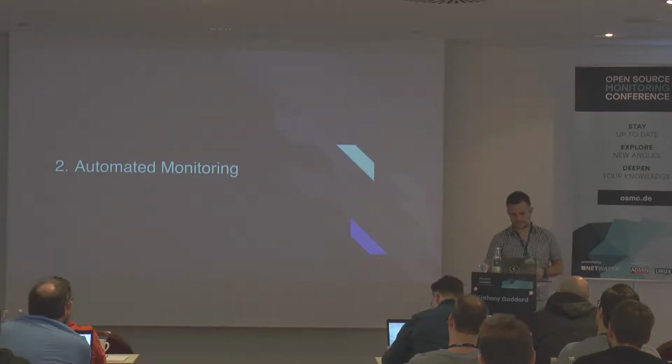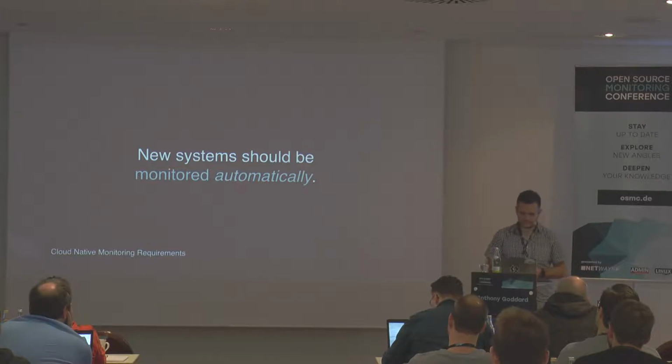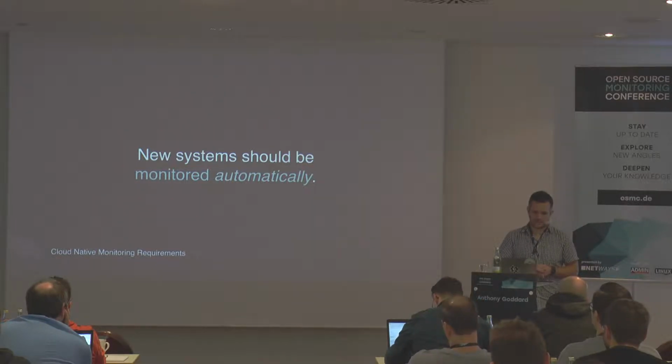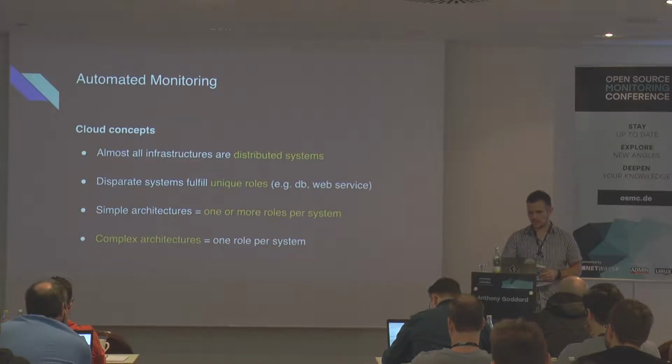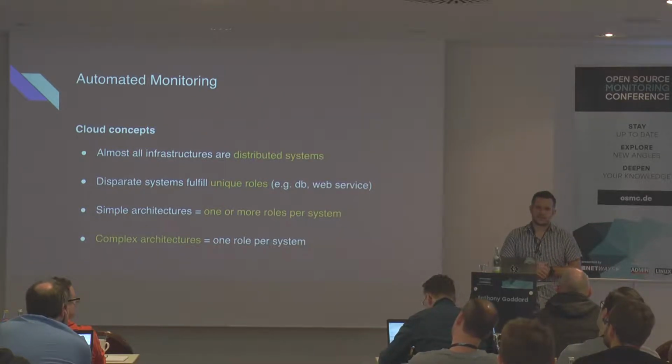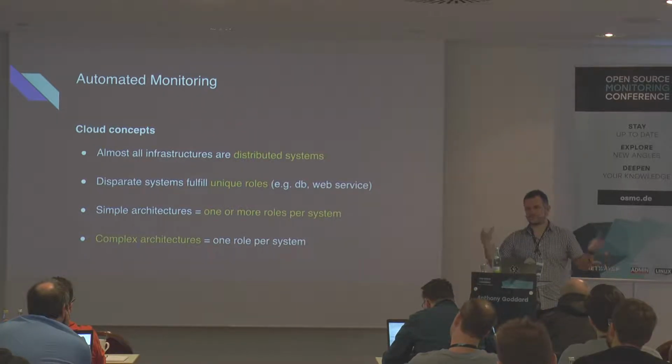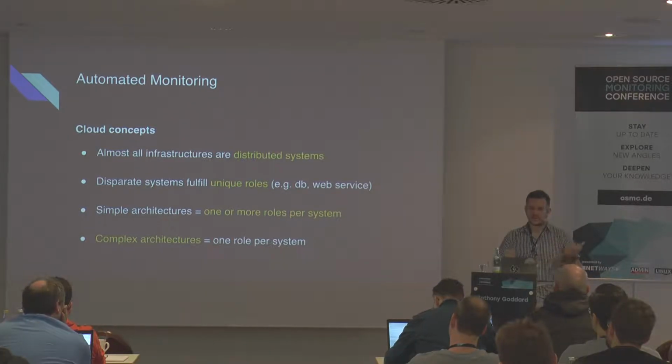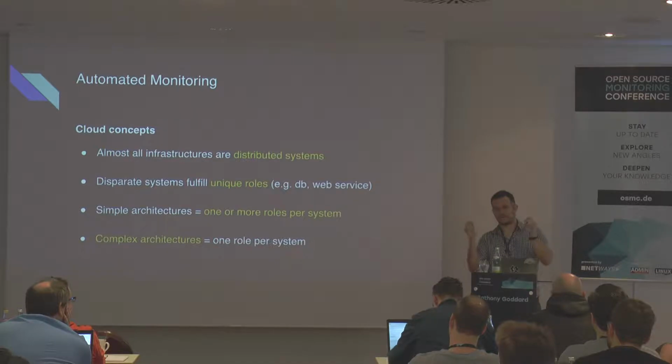So automated monitoring is the next one. New systems need to be monitored automatically, and the registration of these new systems is the easy part. Again, with the cloud, almost all infrastructures are distributed systems. If you have a web server and a database, then you're running, I guess it's probably up for debate, but I would say if you have two systems, one's a web server, one's a database, then you're running a distributed system. And so conceptually, when you have these disparate systems, they fulfill specific roles. So we'd say one is the database role, another one is the web role, for example.